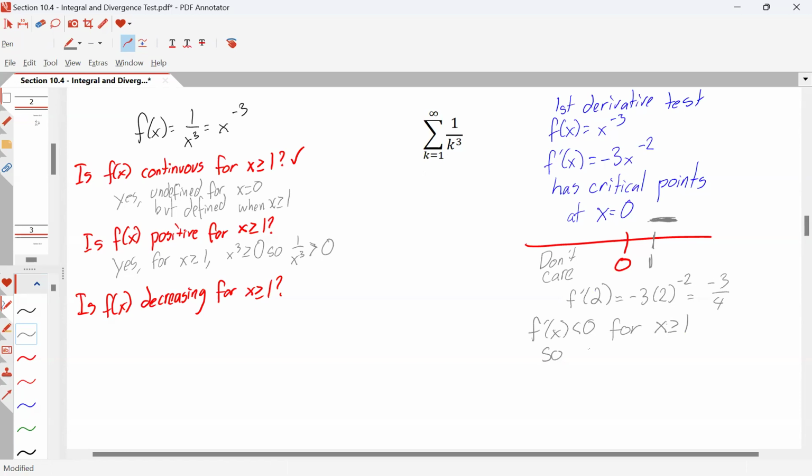So f of x is decreasing. That is what the first derivative test tells us. Decreasing for x greater than or equal to 1. Yes, the first derivative test is met. The integral test says once we have those three properties, continuous, positive, and decreasing for the function, we then look at the integral.